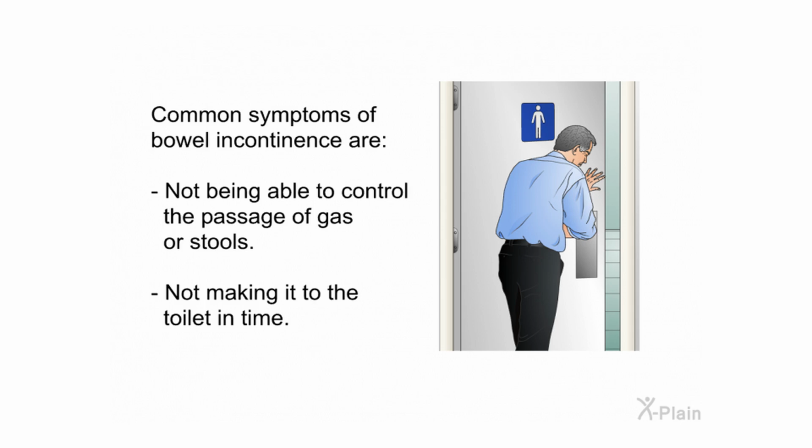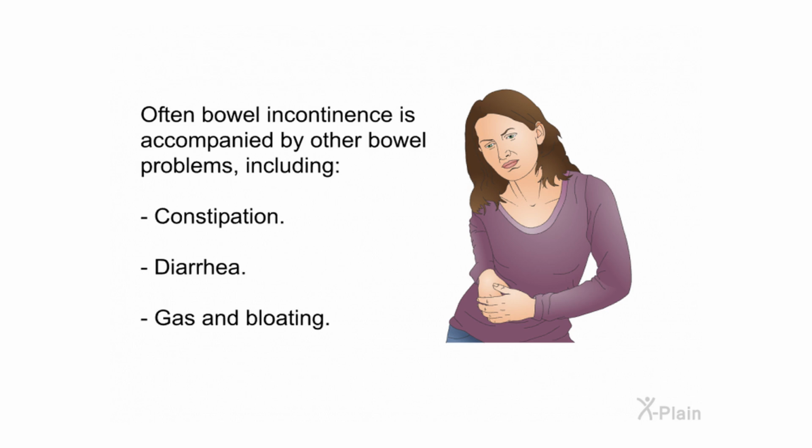Symptoms. Common symptoms of bowel incontinence are not being able to control the passage of gas or stools, and not making it to the toilet in time. Often bowel incontinence is accompanied by other bowel problems, including constipation, diarrhea, gas, and bloating.